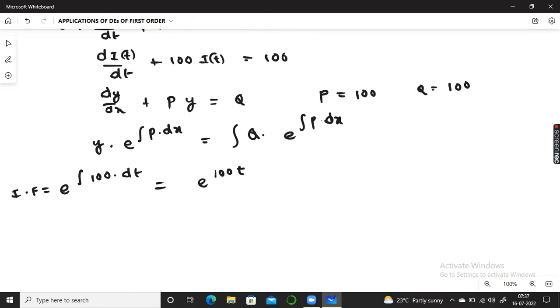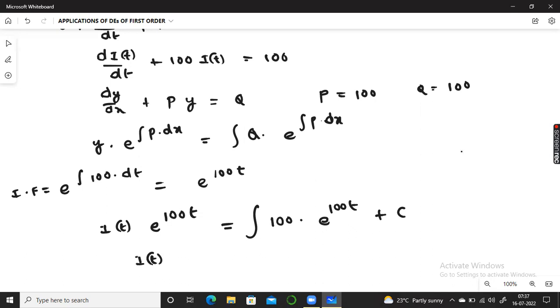So y means I of t. E power integration of P dx is e power 100 t, is equal to integration of Q value, how much? 100. E power integration of P dx, it means e power 100 t only, plus some constant.